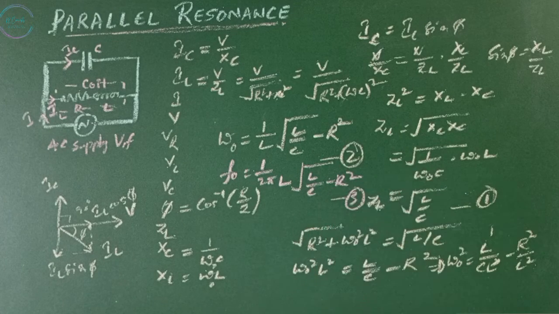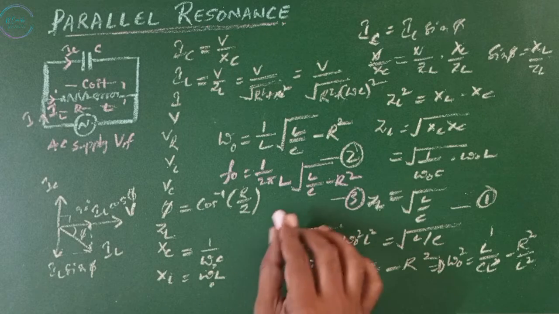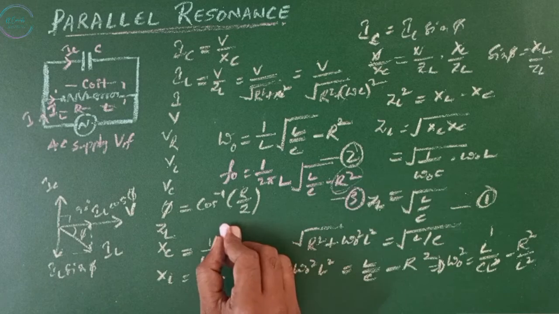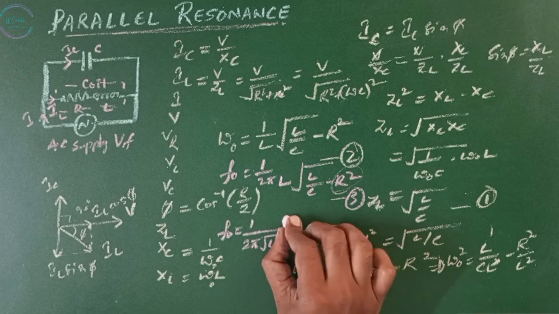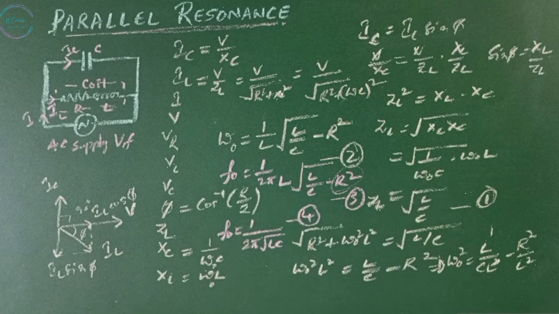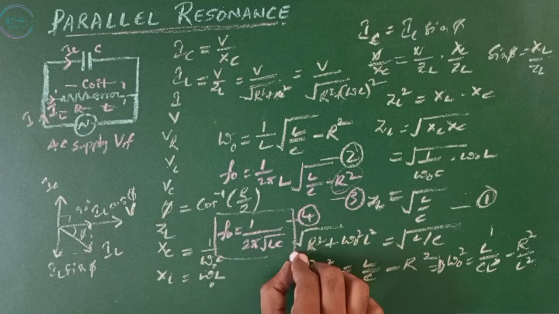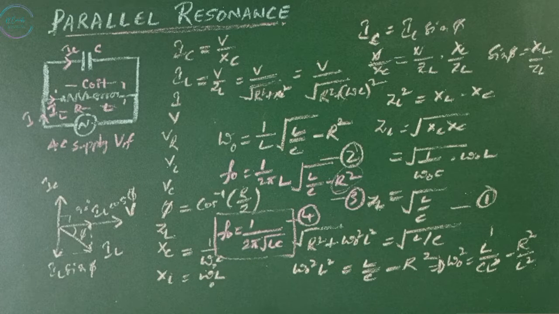Equation number 3. Now, when you neglect the resistance of the coil, then F naught will become 1 by 2 pi square root of LC. That is equation number 4. This is our resonant frequency of series circuit.